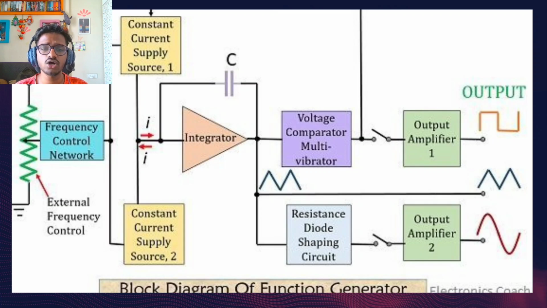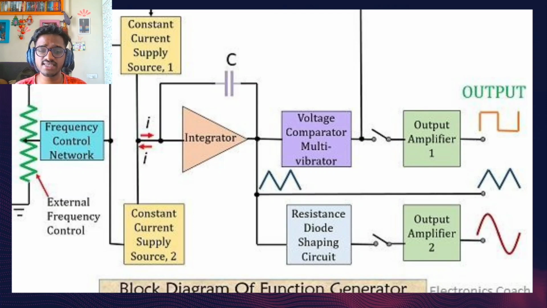This reverse current causes the output of the integrator to drop linearly with time. As before, when the output attains a predetermined level, the comparator again changes its state and switches to current supply source 1. Thus, we will have a triangular wave at the output of the integrator whose frequency depends on the current from the supply sources, as we can see in the block diagram shown.